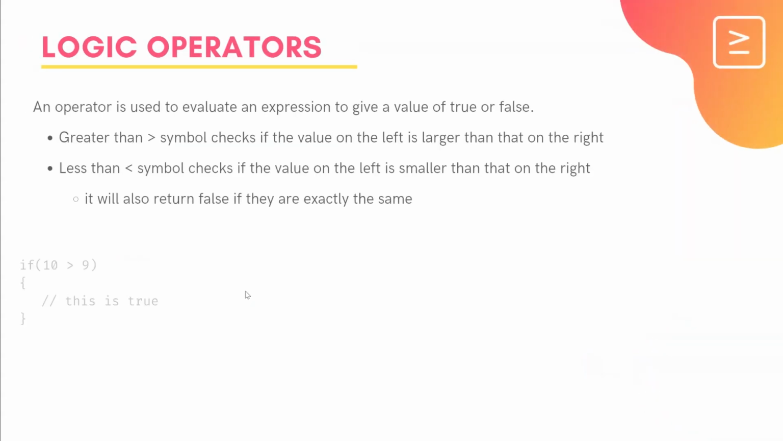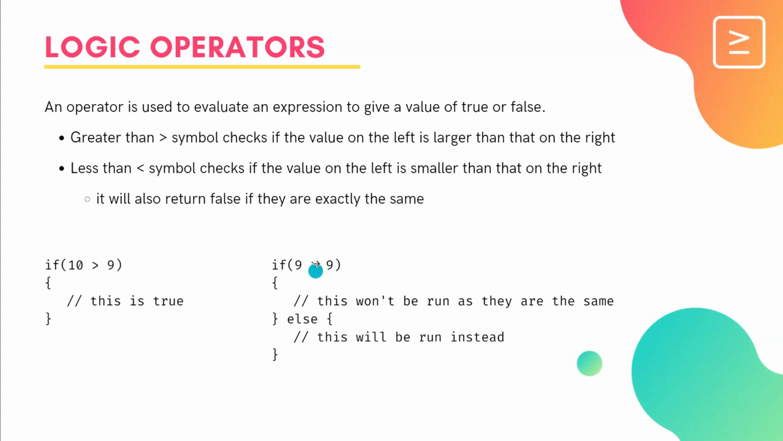So the number on the left we're looking at. If we have this statement here, is 9 greater than 9, the first one will not be run because 9 is not greater than 9, it's the same as, and instead the second section in the else will be run instead.